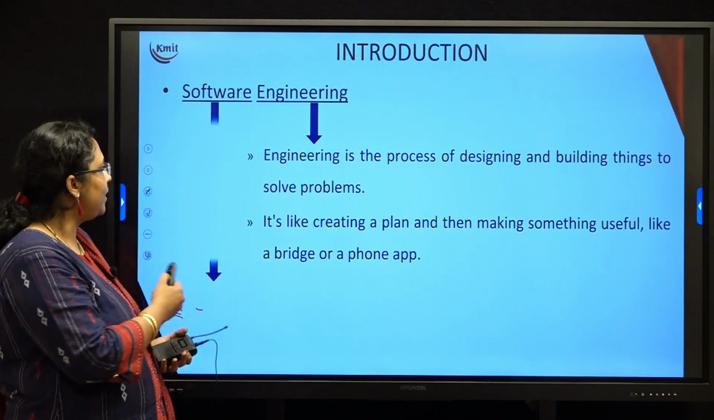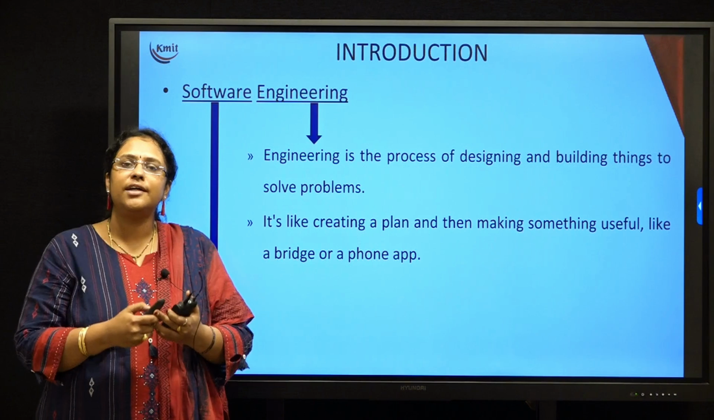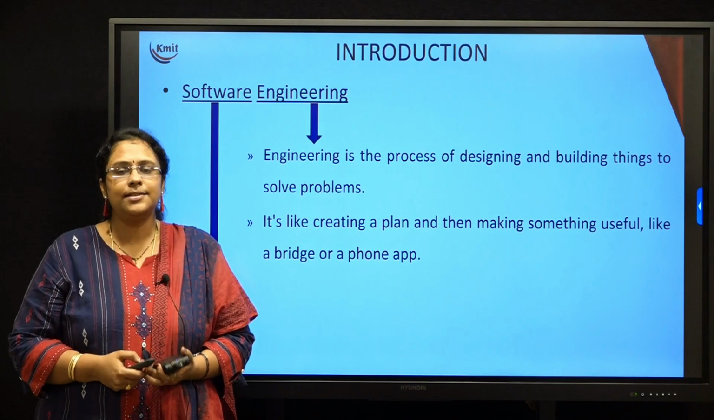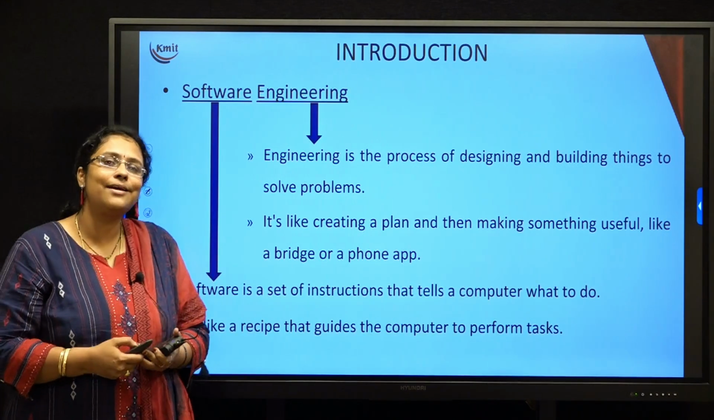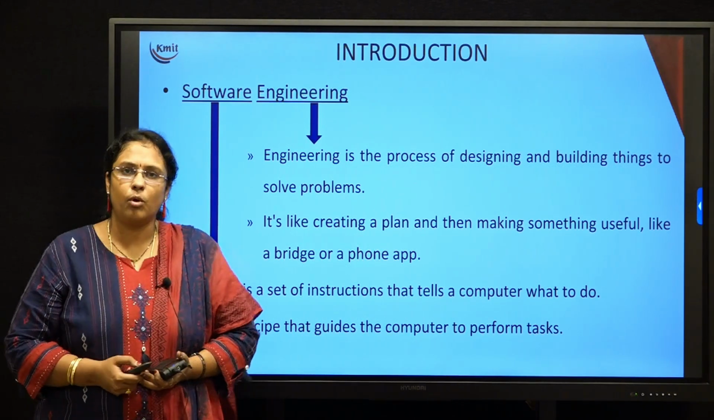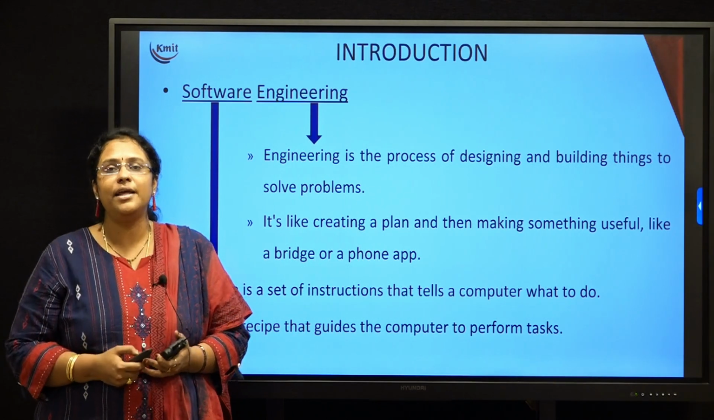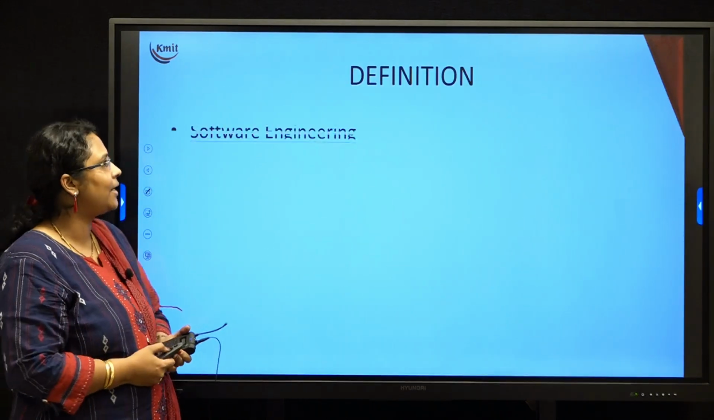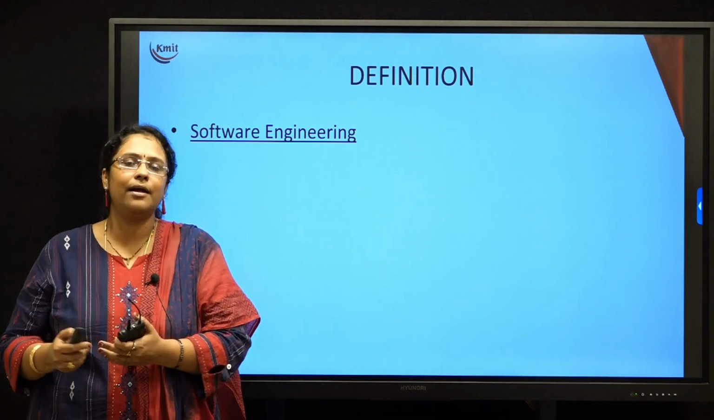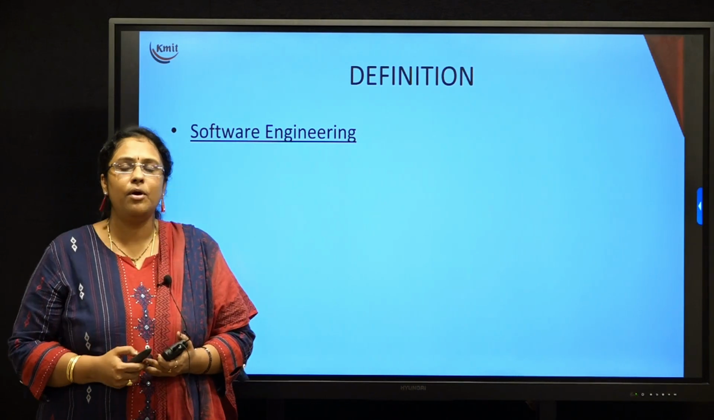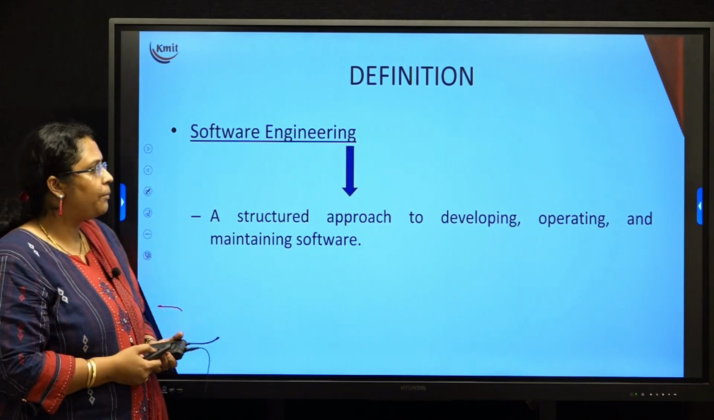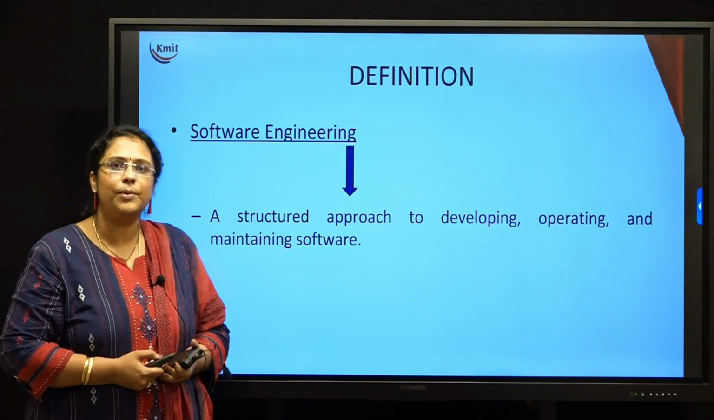Now if you talk about what exactly software is, software is a set of instructions that are given to the computer to solve a particular task. Or you can say in simple terms, software acts as a recipe for the computer to do a particular task. Now that you understand what engineering is and what software is, let us combine both terms into the definition of software engineering. Software engineering is basically a systematic approach followed to develop, operate and maintain a particular software. So software engineering is a structured approach to developing, operating and maintaining a particular software.